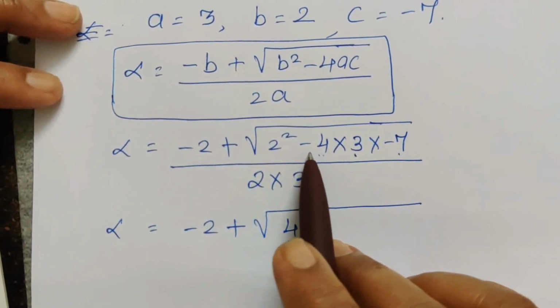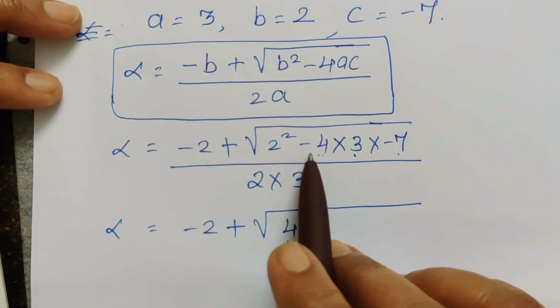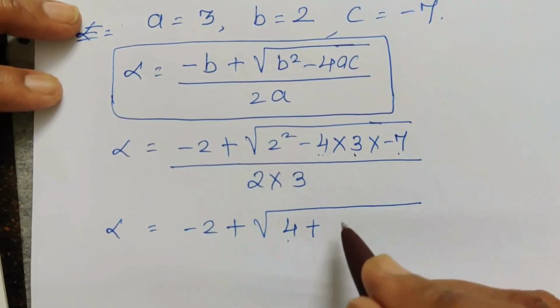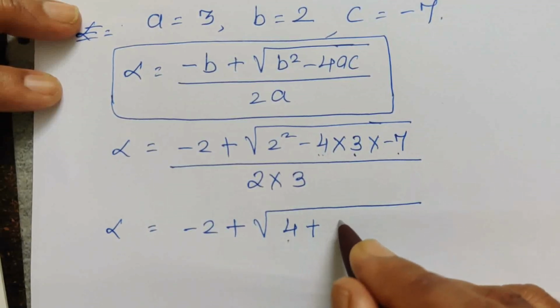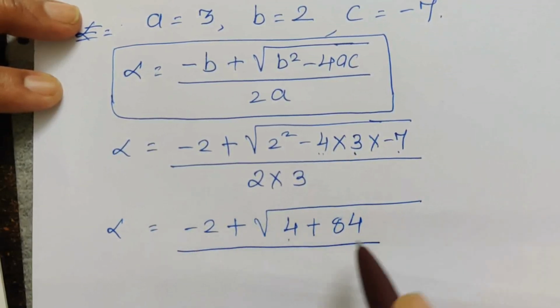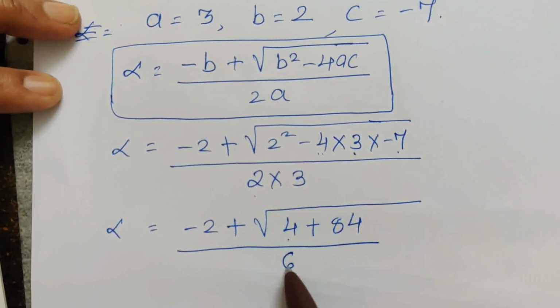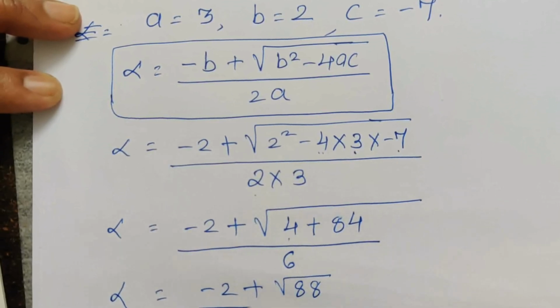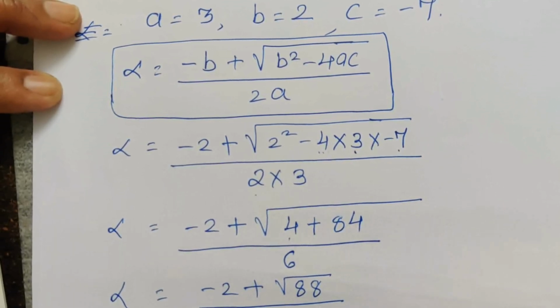So minus 4 multiplied by plus 3, that is minus 12. Minus 12 multiplied by minus 7. Minus minus plus 84. Upon, you get here, 2 3s are 6. Then alpha equal to minus 2 plus under root 4 plus 84 is equal to 88, upon 6.